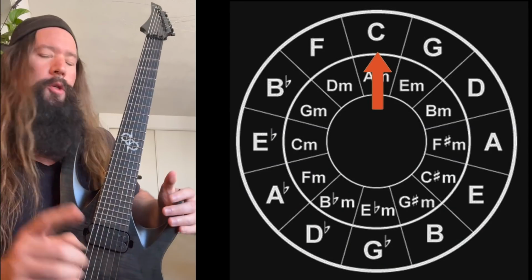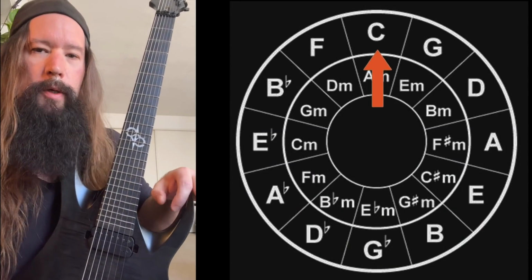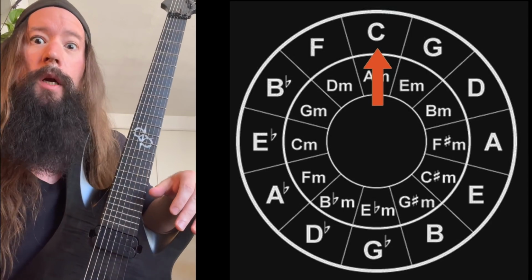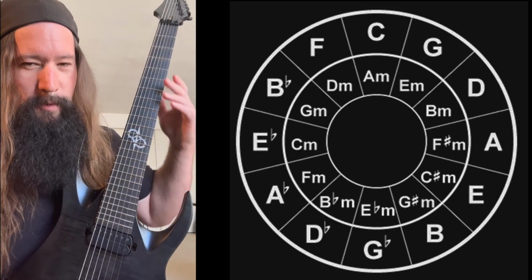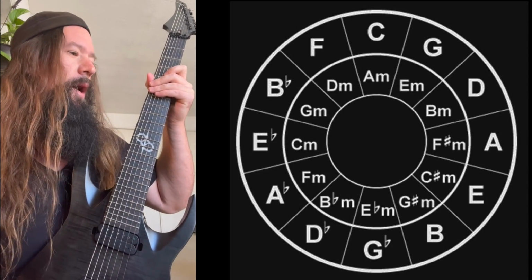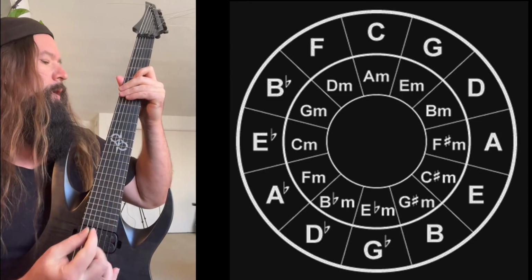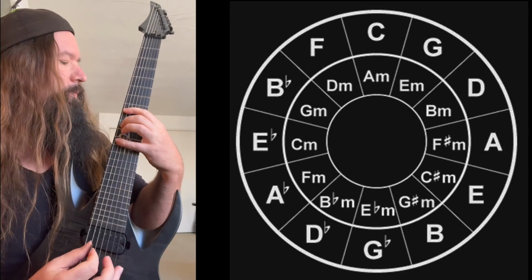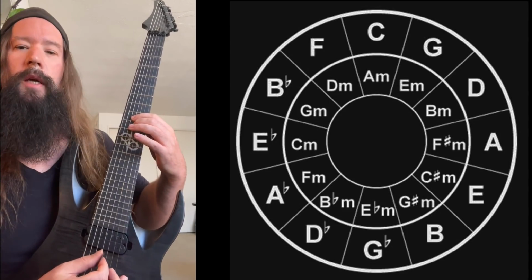Yes. At 12 o'clock on the circle of fifths is where we'll start. And this is the key of C. Of course, C stands for country music. Just kidding. It just means that there's no sharps or flats in this key. So starting on C, and you play a major scale, right? That is the key of C right there.